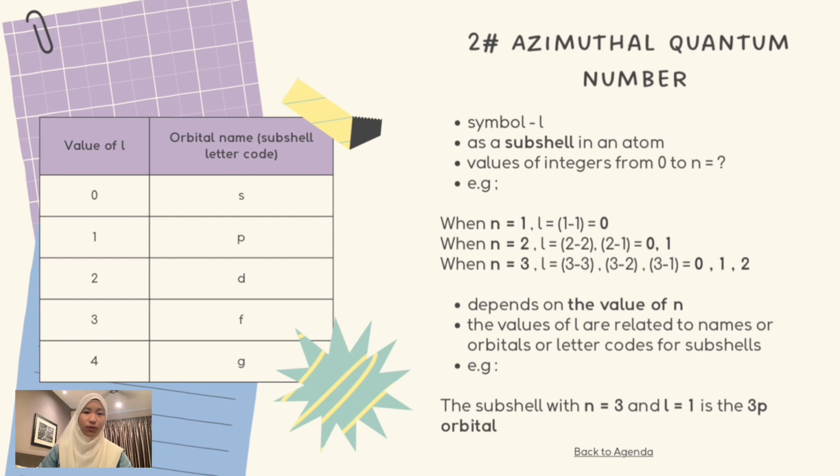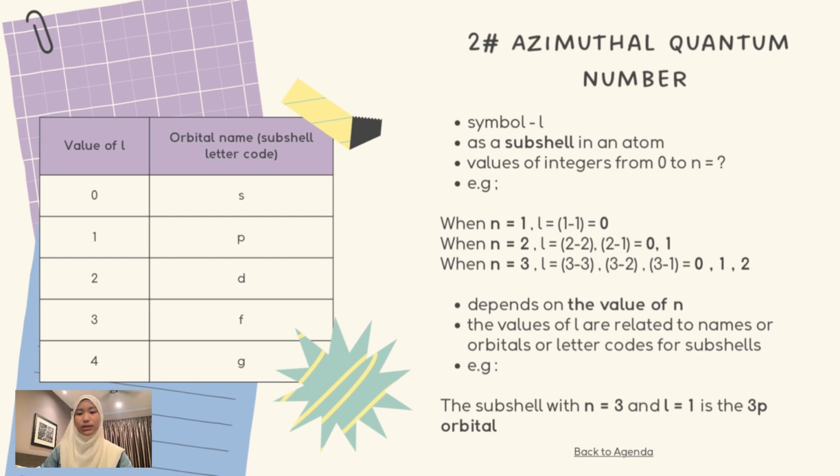Like I said before, the first shell has 1 subshell. The second shell has 2 subshells, 0 and 1. The values of L are related to orbital names, or letter codes for subshells, as shown in the table. When the value of L is 0, the subshell letter code is s. If 1, it is p, 2 is d, 3 is f, and 4 is g.